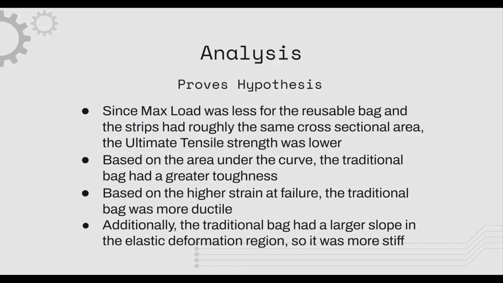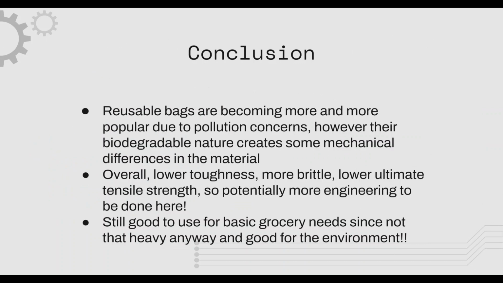And then based on the area underneath the curve, the traditional bag had a greater toughness, like we hypothesized. And then based on the higher strain at failure, the traditional bag was more ductile. Additionally, the traditional bag had a larger slope in the elastic deformation area, so that told us that it was more stiff.